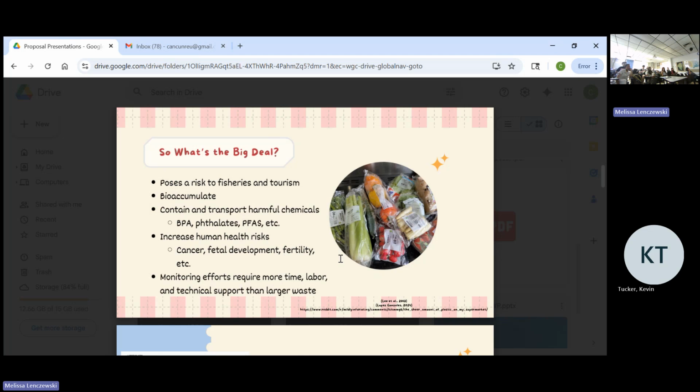This is important because these different types of chemicals can increase our human health risks. So things like cancer, they can affect fetal development, they can affect fertility, amongst many other things. They can also imitate our personal hormones, right? So it can affect our growth and our development. Monitoring plastic is a really hard thing to do. It takes a lot of time, it takes a lot of labor, and it takes a lot more technical support once it starts to break down. Because think about it, it's really hard to categorize something that's really small compared to something that's really big that you can physically see and hold.